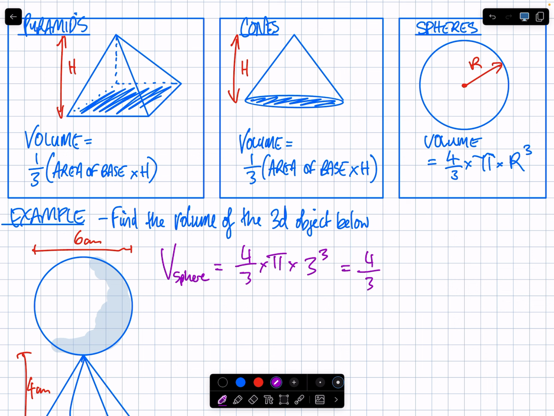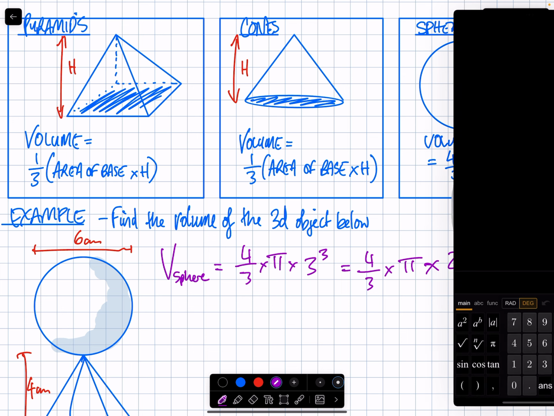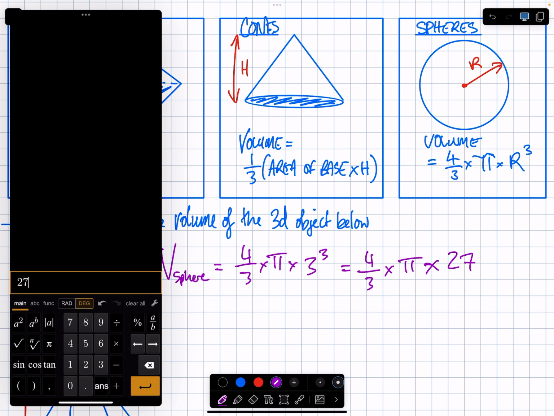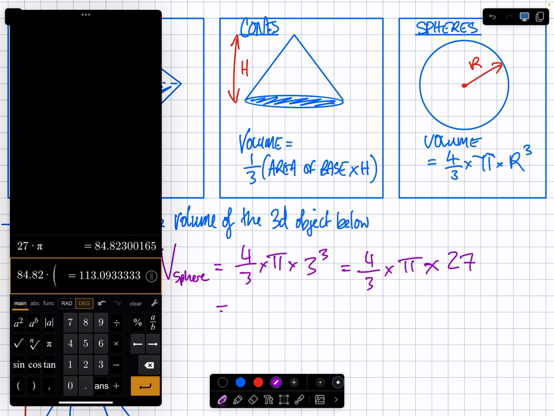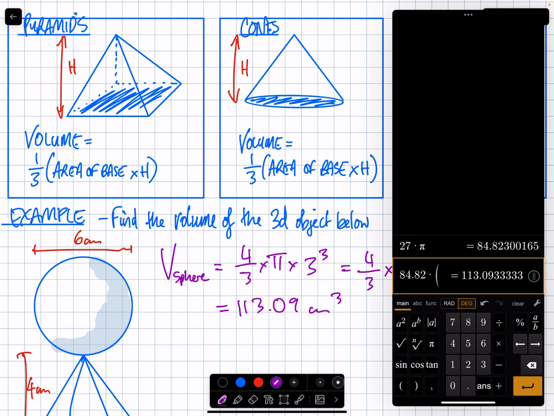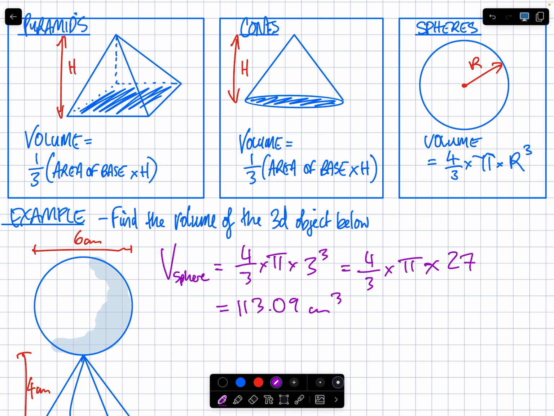So leave the 4/3. Leave the pi. 3 to the power of 3 is 3 times 3, 9 times 3, 27. So get on the calculator. 27 times pi equals 84.82. 84.82 times 4/3 is 113.09 cubic centimeters. That's the sphere at the top. Times by the radius cubed. Cube the radius first.